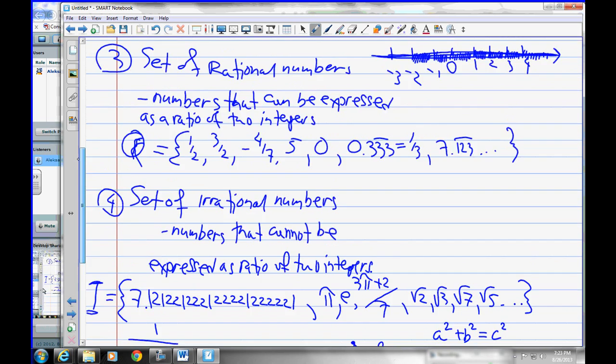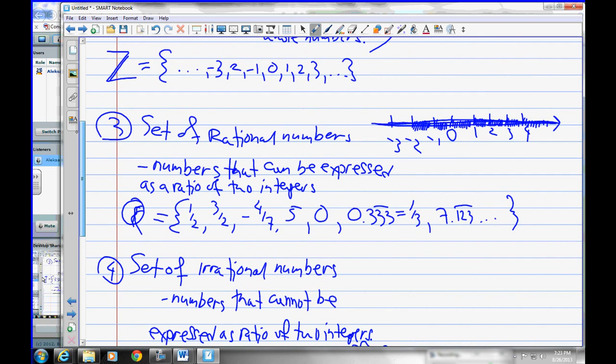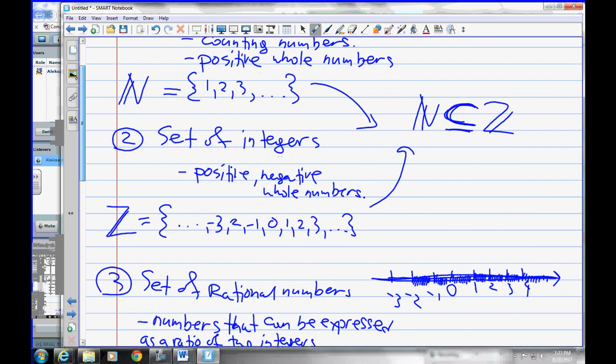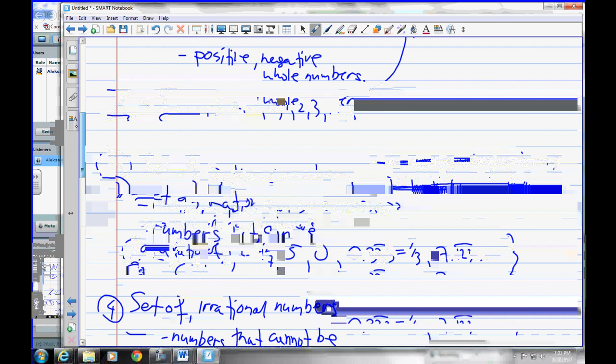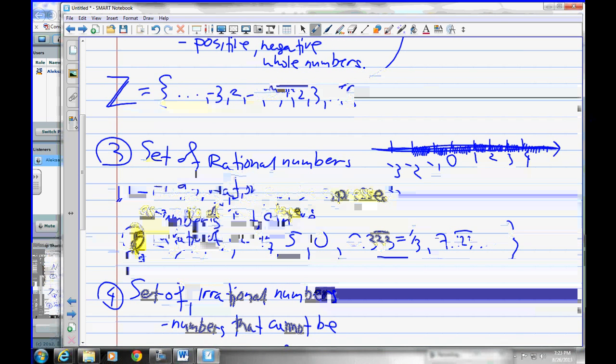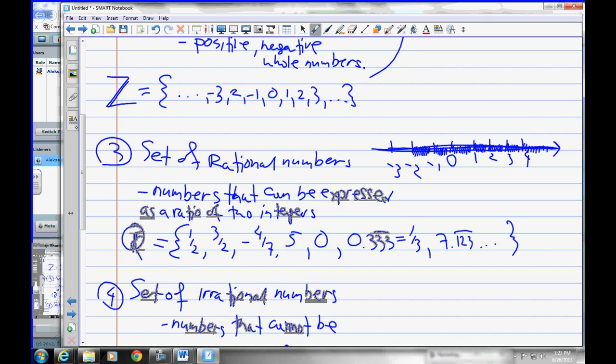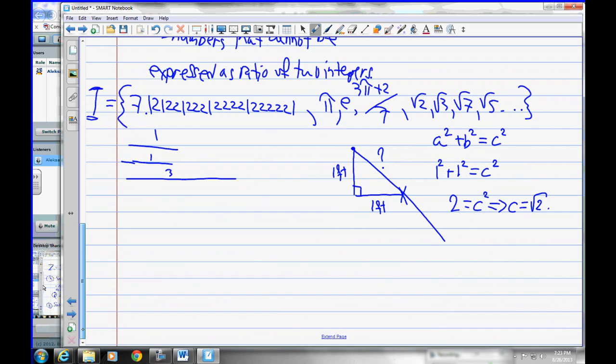But notice how before we were saying that naturals is a subset of integers, right? I can also say that integers will be a subset of rationals, because every integer, like 5, can be expressed as a ratio of two integers. So I can actually say things like this, Z is a subset of Q, right?